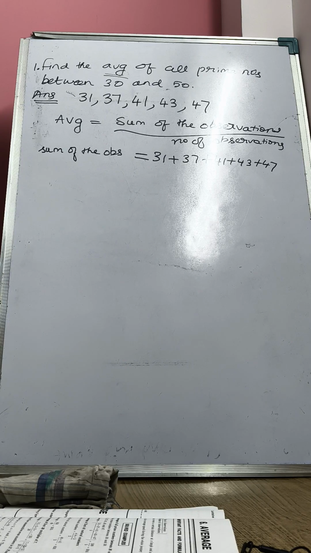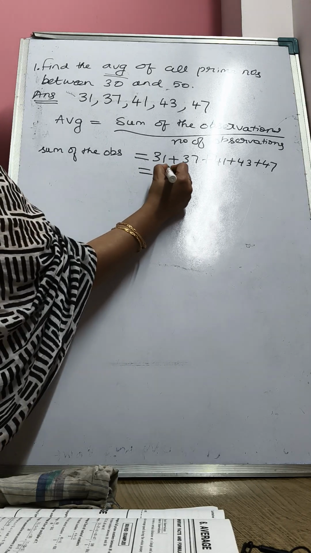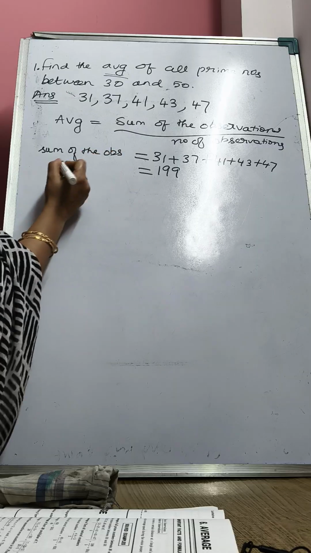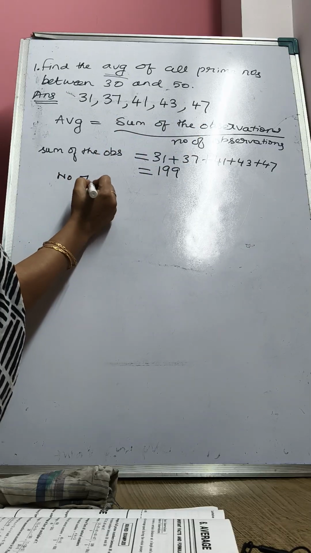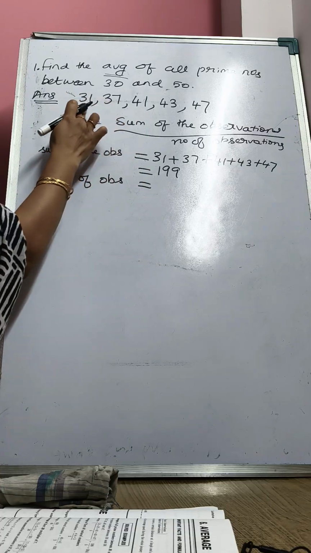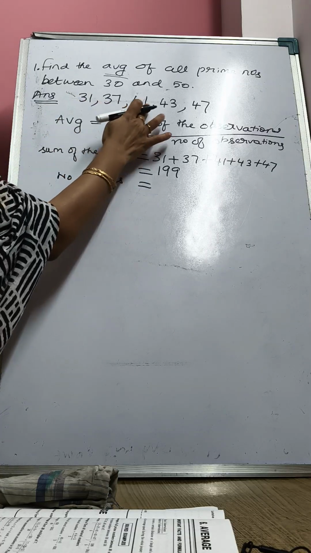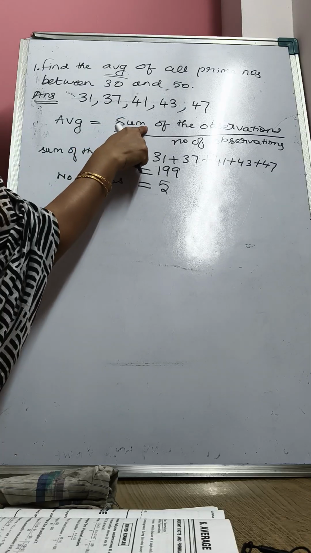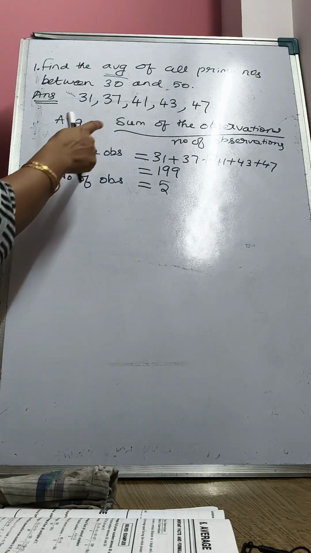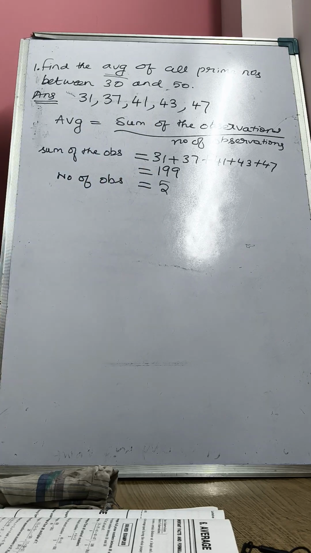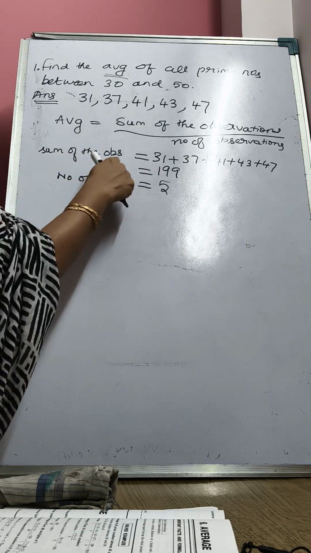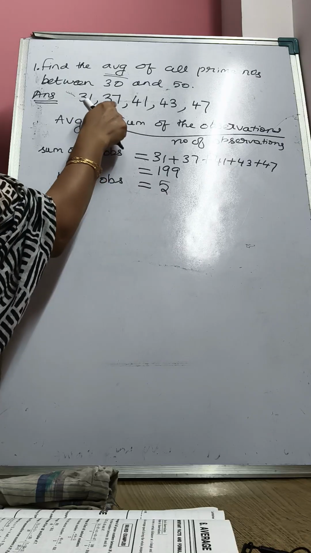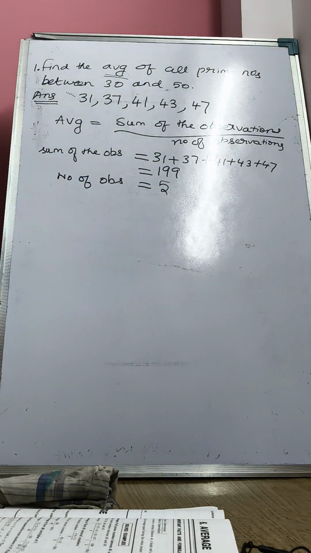What is this sum equal to? 199. Now we have found the sum of the observations. Now number of observations. How many number of observations are there? 1, 2, 3, 4, 5. 5. So the formula: average is sum of observations divided by number of observations. We now have both the quantities. Sum of observations is the sum of all the numbers, which comes to 199. Number of observations is 5, as 5 numbers are there. So we have added 5 numbers, so we have to divide by 5.